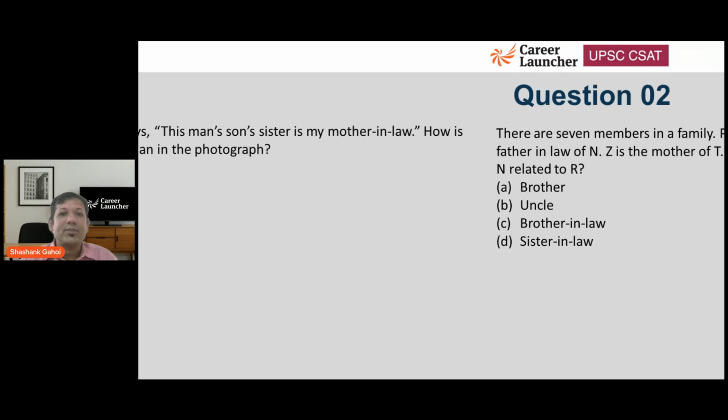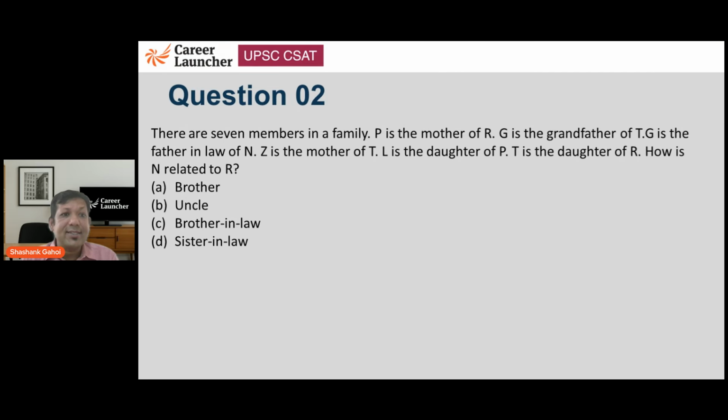Okay, now let's move on to the next one. What does it say? It says that there are 7 members in a family. P is the mother of R. Fair point. So P is the mother of R. Do I know the gender of P? Yes, P is the mother, so P has to be female. Okay, what is the gender of R?